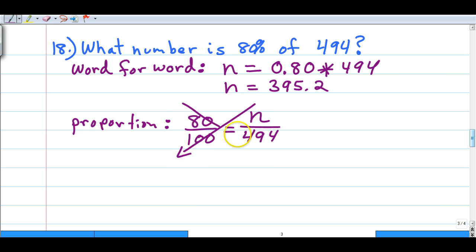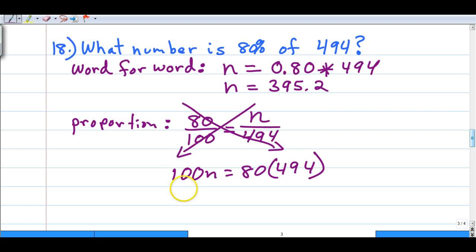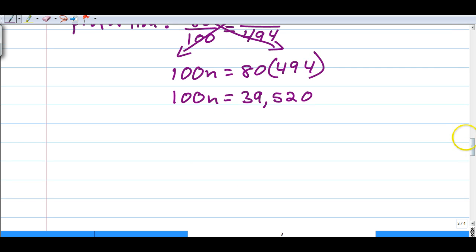So I'll cross multiply out. So I end up with 100n equals 80 times 494. So I have 100n equals 39,520. Lastly, I'm going to come in and divide by 100. So 100 and 100. So then n is left.